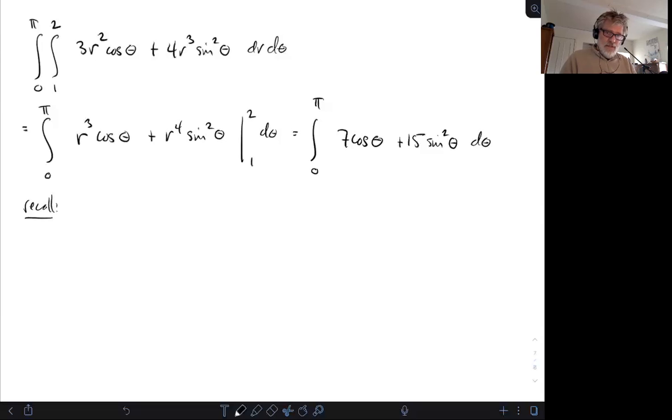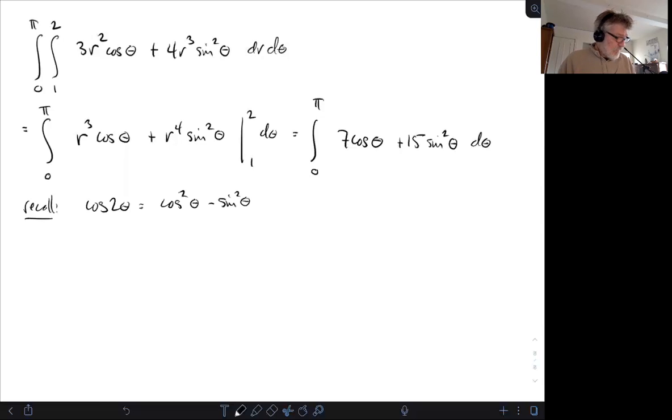So what are these identities? If you're like me, you don't remember these things all the time correctly or at all. So you try to remember a few things and get them back from that. What I do remember is that cos of 2 theta is cos squared theta minus sine squared theta.